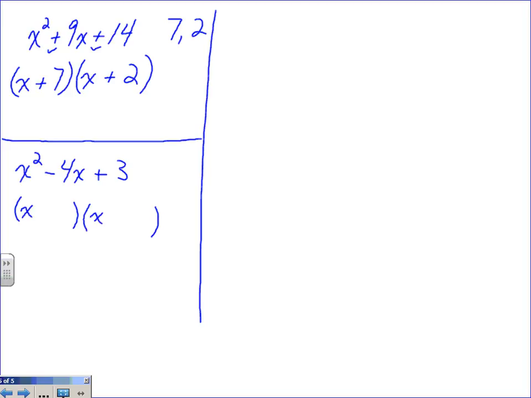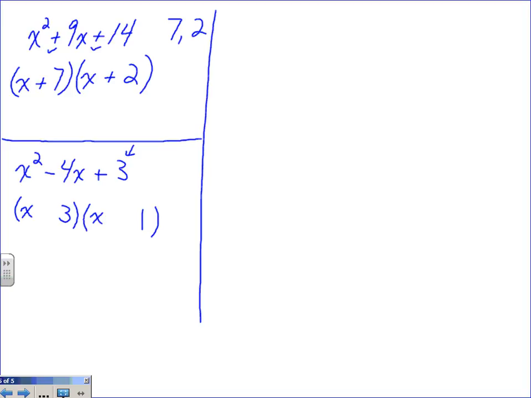x and x. That gives me x squared. Now what about 3? What two numbers multiplied together will give you 3? 3 and 1. But look at that middle term. It's a -4, not a +4.